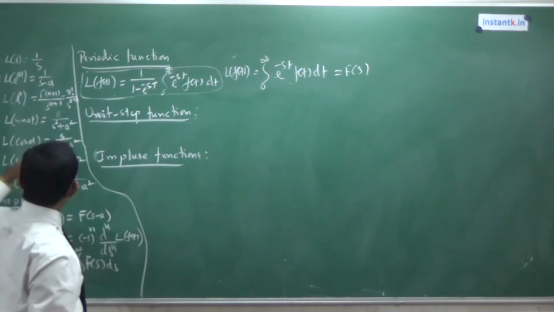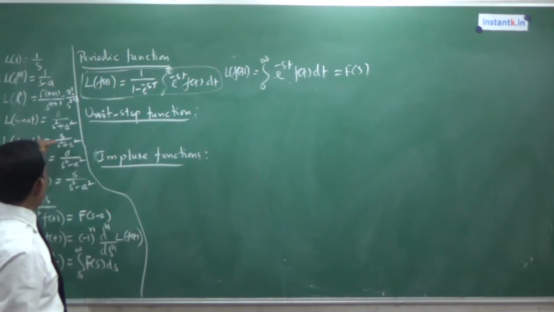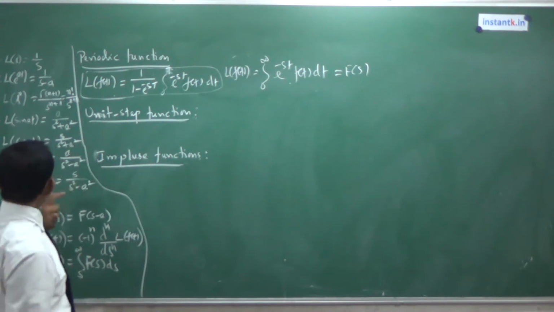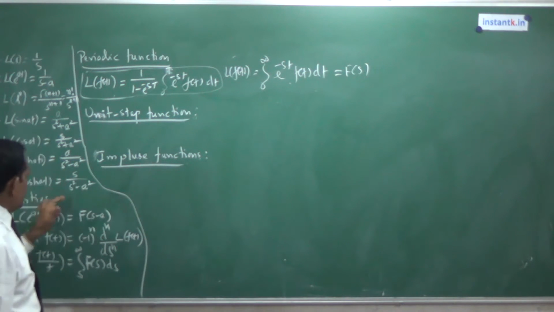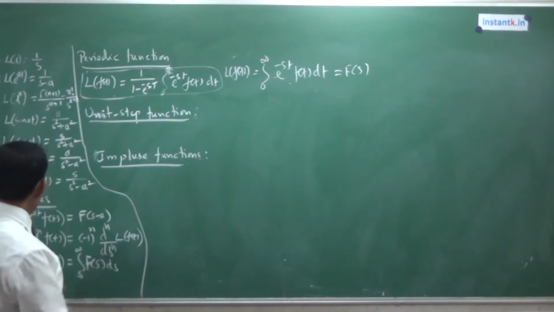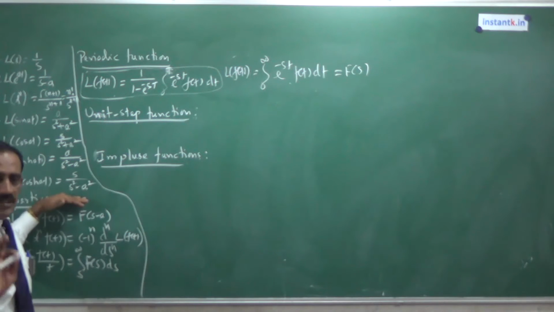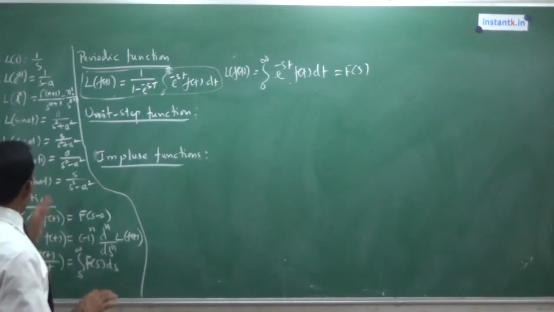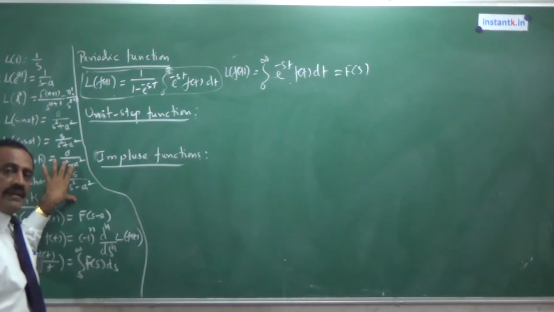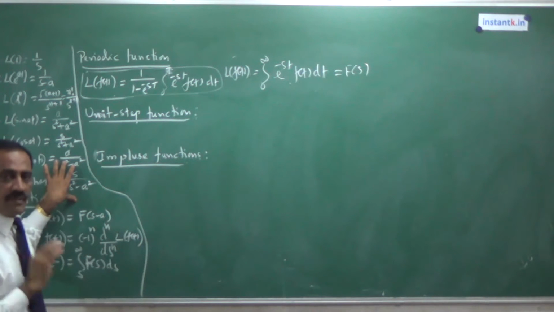Then what is the Laplace transform of sin at? That's a by s squared plus a squared. For cos at, s by s squared plus a squared. For sinh at, a by s squared minus a squared. For cosh at, s by s squared minus a squared. So those are the standard functions. These 7 results must be remembered. Then, using these, the first question will be asked. If it is not one of the standard forms, by expressing it in one of the standard forms, you have to get the Laplace transform. So one question will be asked from that part.